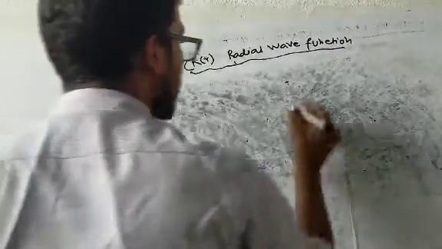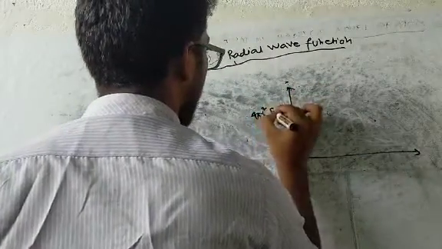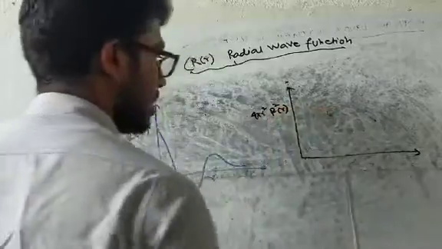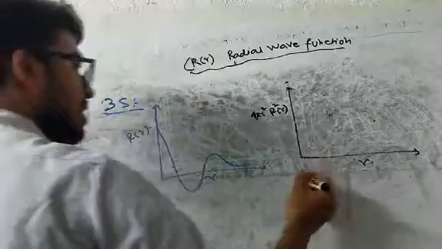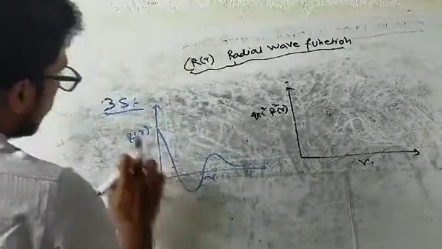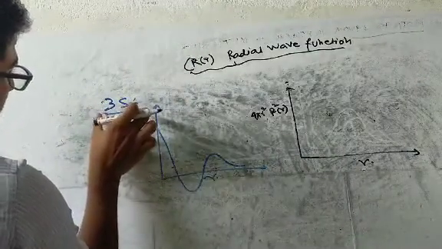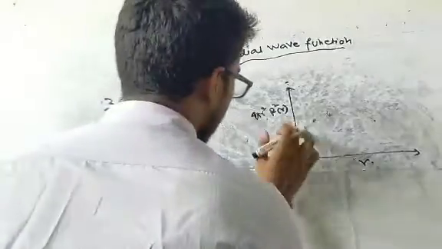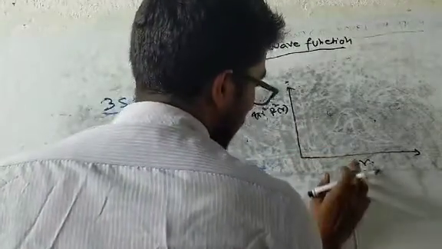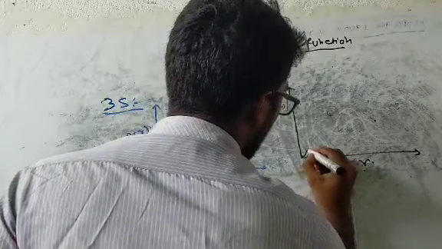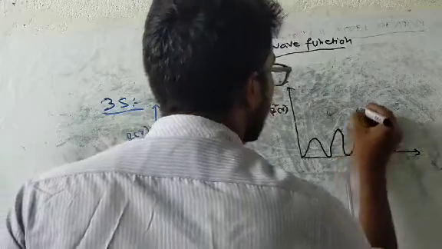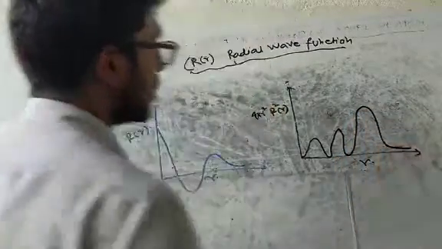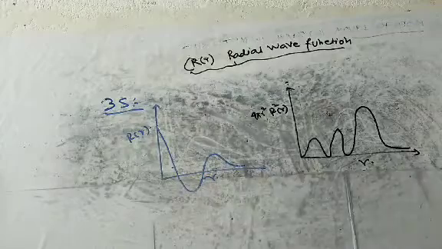Now if I take the square part, 4 pi r square and square of the radial wave function versus r. Due to the r square part, again this part will come to 0. And as the 3s orbital contains 2 nodes, this curve will touch the r axis 2 times. First touch, then second touch, then it will never touch the axis and continue to infinity. Okay, so my graph should look like that.